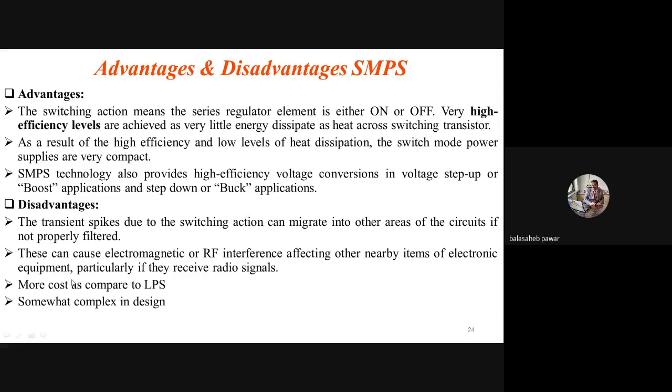These spikes can cause electromagnetic or radio frequency interference, affecting other nearby items of electronic equipment, particularly if they receive radio signals. So this electromagnetic interference, or RF interference, may affect the working of some electronic equipment. Then the next one is that it is somewhat costly as compared to a linear power supply, and the design is slightly more complex as compared to LPS. So these are a few advantages and disadvantages of SMPS.